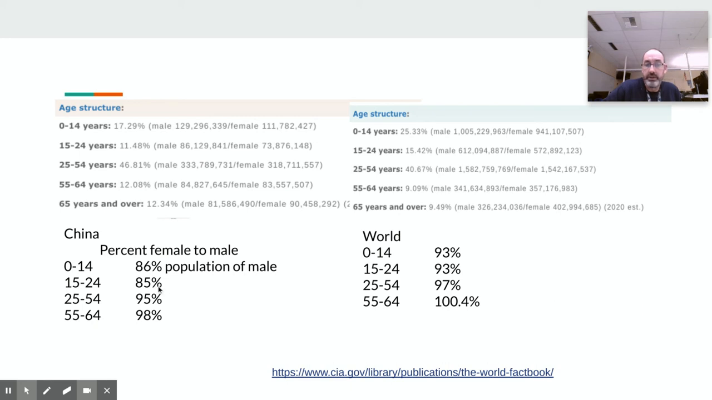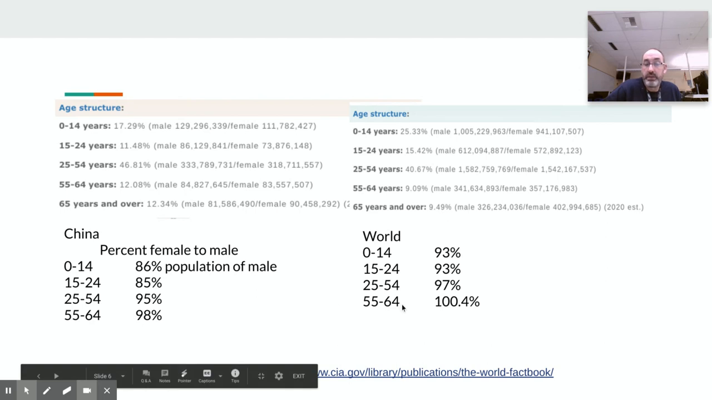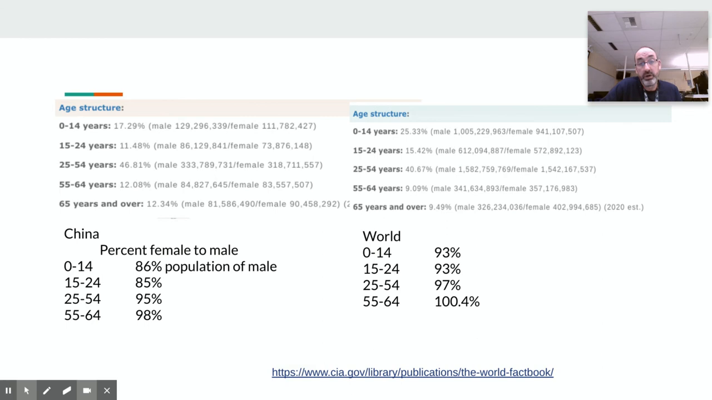15-24, it actually drops a little bit, while the world stays at 93. 25-54. Now, one thing to notice is these gaps: 0-14 is 15 years, 15-24 is 10, 25-54 is 30 years, and so these are not evenly spaced groups. But 25-54, you have 95%, which is getting closer to the world's ratio, which is 97% of that age. But even up to age 64, they're still not quite up to that world average. At the world level, they have 100% girls to men at 55-64. In China, they're still a little bit less. I just use the first 3 or 4 digits of the numbers to get my averages. You can check those out.